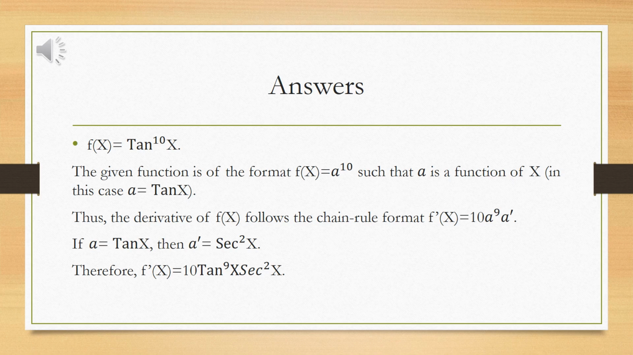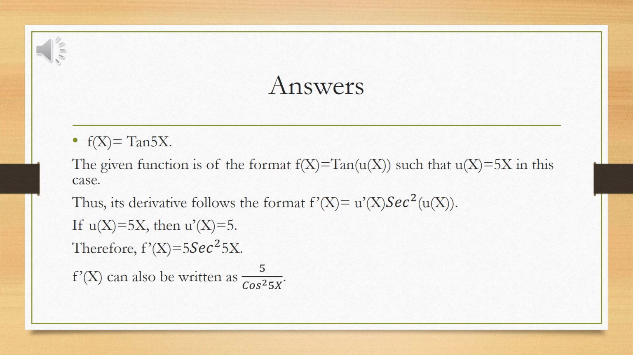F prime of x equals 10 times a to the 9 times a prime. If a is tangent x, then a prime equals secant squared x. Therefore, f prime of x equals 10 times tangent x to the power 9 times secant squared x.